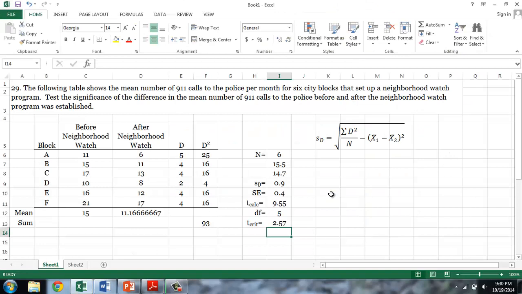Because our calculated t, 9.55, is larger than the critical t of 2.57, we can reject the null hypothesis. In other words, it is unlikely that we would see this difference if there were no difference in the population means, or there is a difference in the mean number of 911 calls to the police before and after neighborhood watch programs are established.